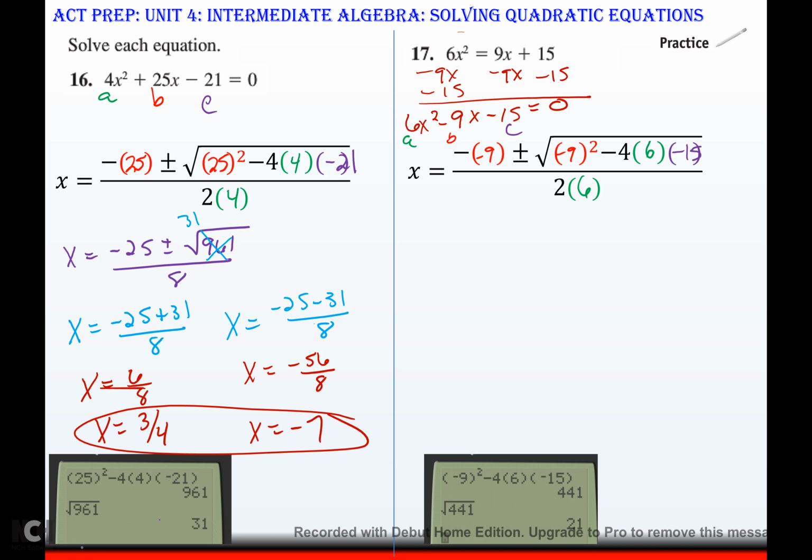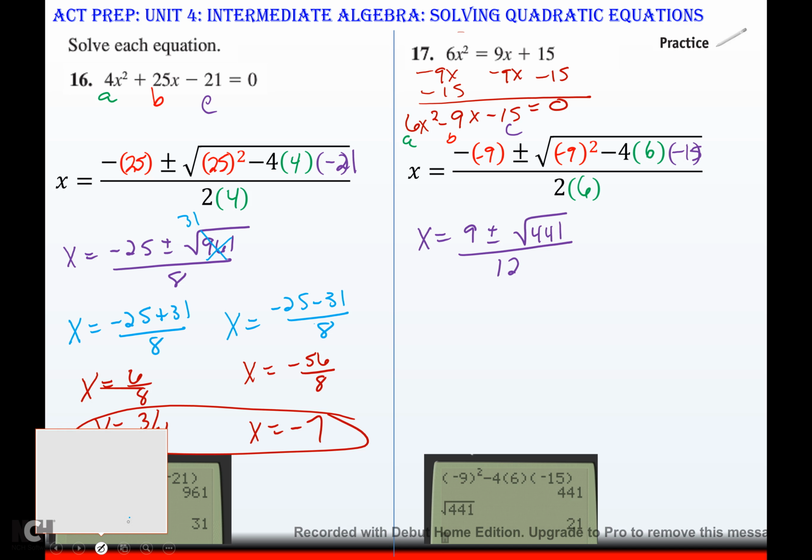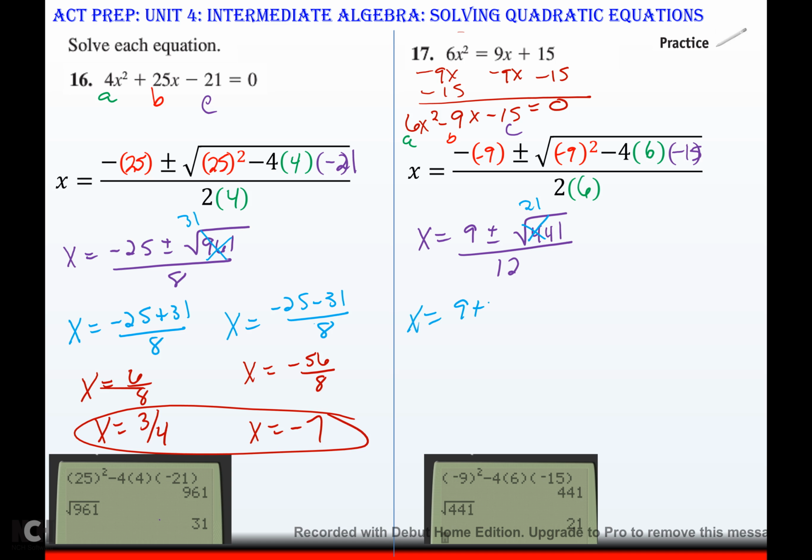Typing just what's under the radical, I get 441. So x equals positive 9 plus or minus the square root of 441 all over 12. The square root of 441 is 21. So I have x equals 9 plus 21 over 12, and x equals 9 minus 21 over 12.